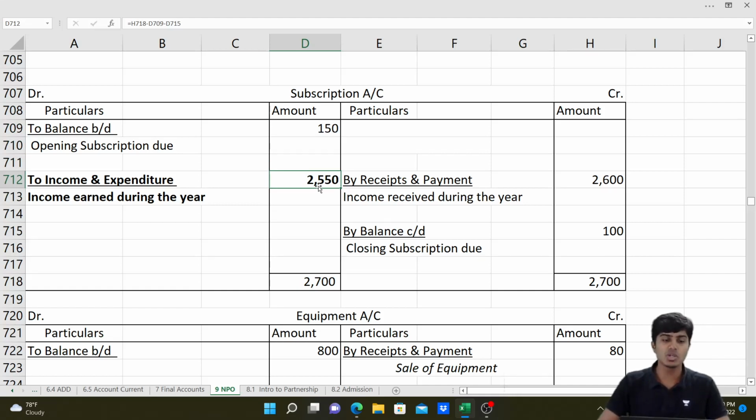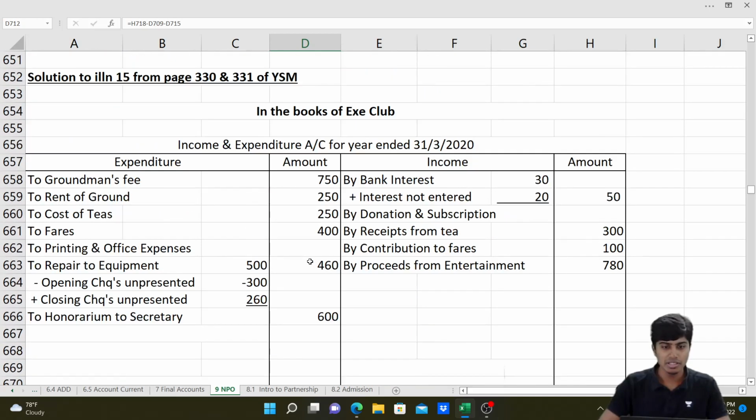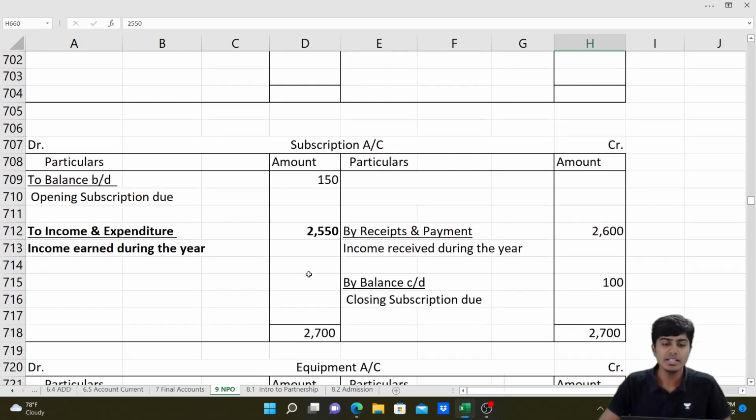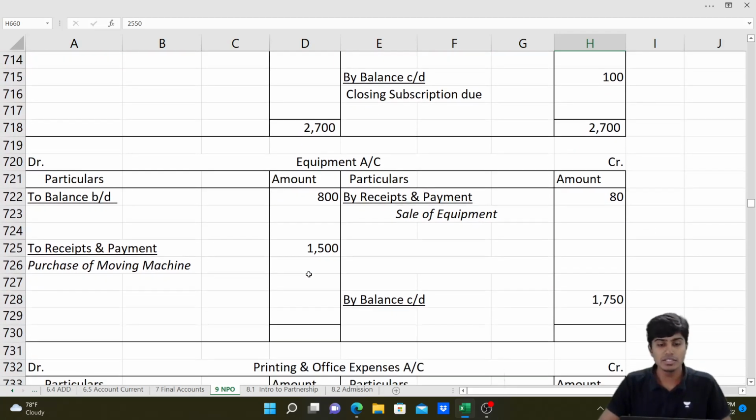This 2550 is our balancing figure, and I'll post it to my income and expenditure on the credit, that is the income side, as by subscription and donation. Let me write here in our income and expenditure account on the income side, by donation and subscription, 2550. Got it? Great. So by this our subscription account is closed. Let's go to the next item.